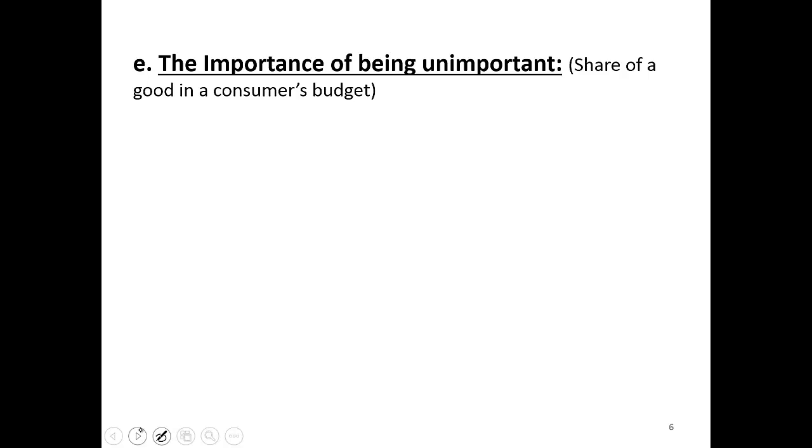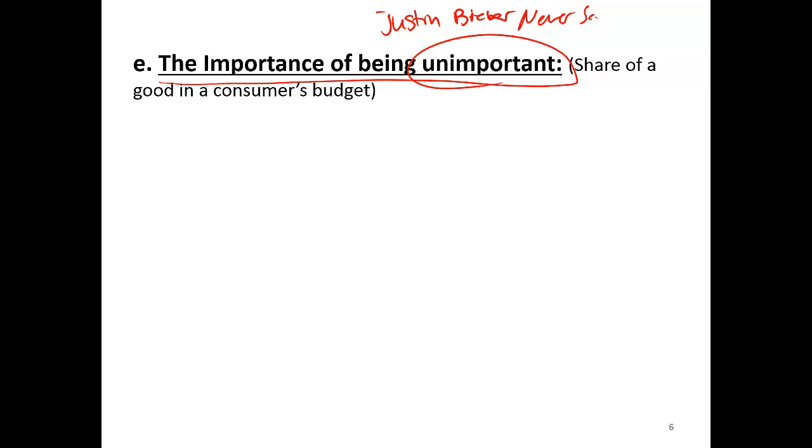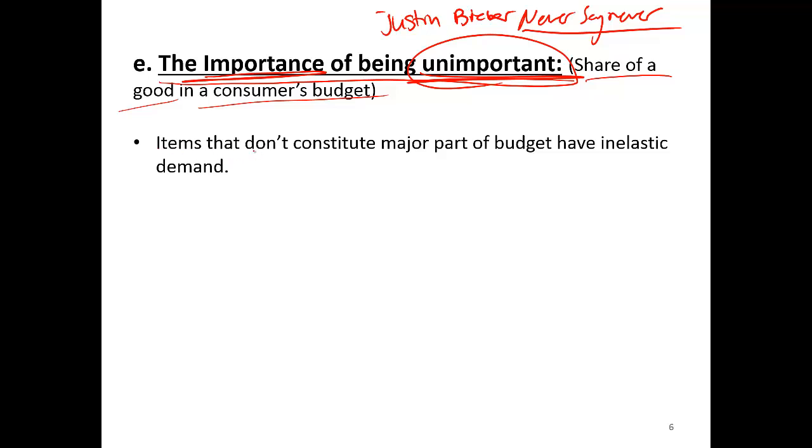The last determinant of demand, actually next to last, is the importance of being unimportant. Okay? So this is like a Justin Bieber song. Bieber, okay? He says, never say never. Okay, it sounded like that. Importance of being unimportant, kind of confusing. So basically what I mean when I say importance of being unimportant is the share of the good in a consumer's budget. So if an item doesn't constitute a major part of your budget, it has inelastic demand. That means tiny stuff, we don't sweat it out.